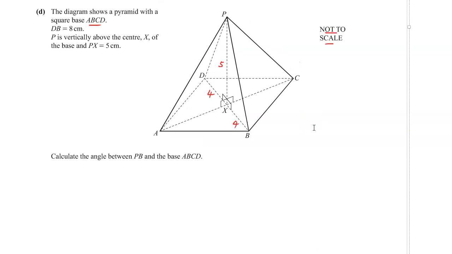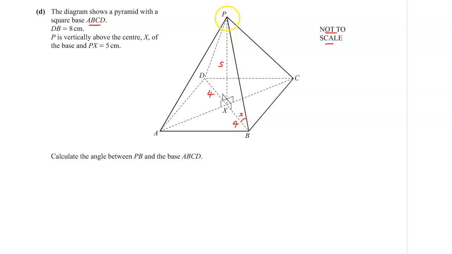P is right here. P is this one, PB. And the base, this angle here. We should be talking about that angle there, and the base. That angle there is what we need.